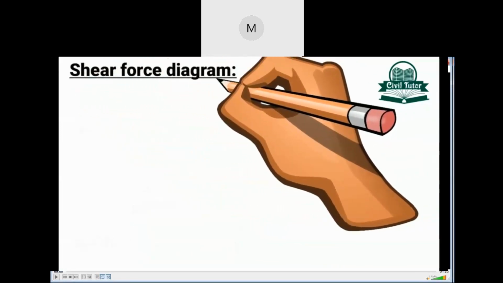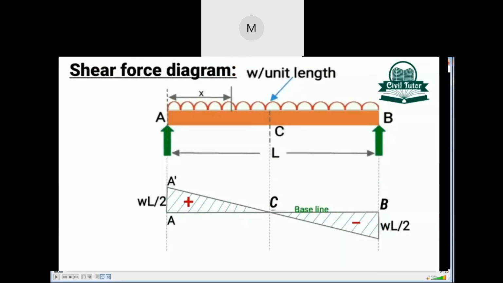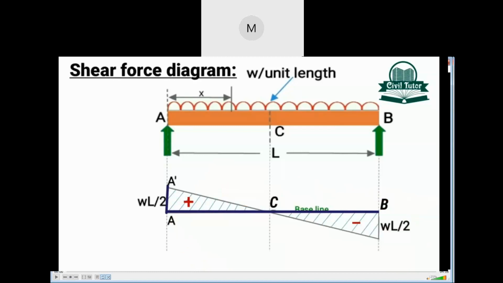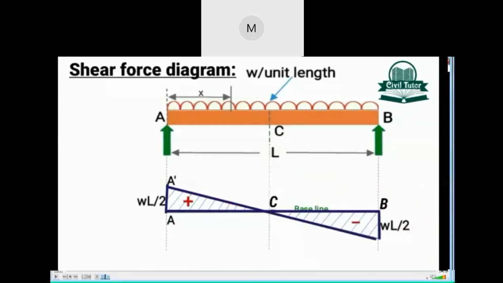In order to draw the shear force diagram, we will start from the baseline AB. At point A, the value of shear force is plus WL divided by 2. So we will draw this plus WL divided by 2 to some scale above the baseline. And at point B, the shear force is minus WL divided by 2. So we will draw minus WL divided by 2 below the baseline at point B. And by joining these 2 points, we will get the resulting shear force diagram.